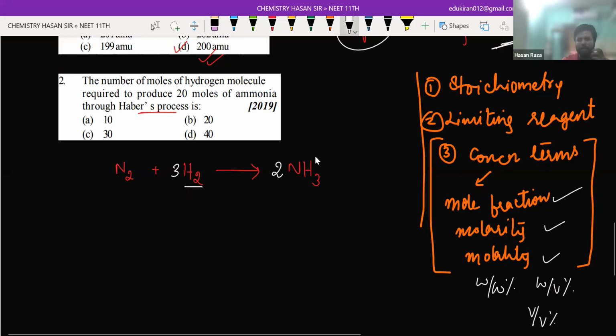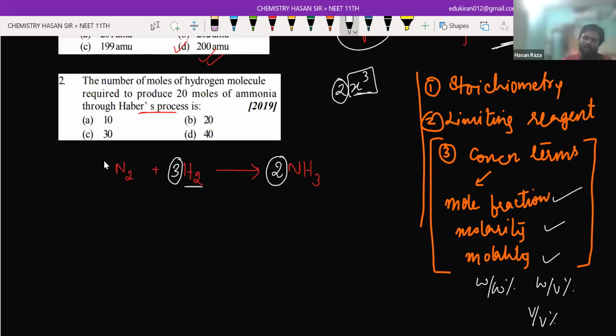coefficient of hydrogen? You know, in maths, when I ask you, what is the coefficient of x squared? The coefficient of x squared is 2. So the constant number that is multiplied with a variable is your coefficient. And in chemistry, we call it stoichiometric coefficient. So you can see 3 is the stoichiometric coefficient of H2, 2 is the stoichiometric coefficient of NH3, and 1 is the stoichiometric coefficient of N2.